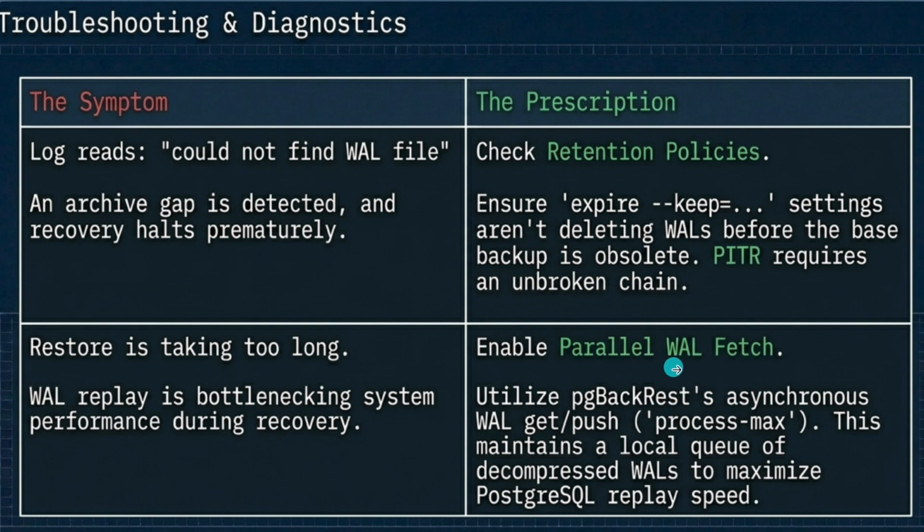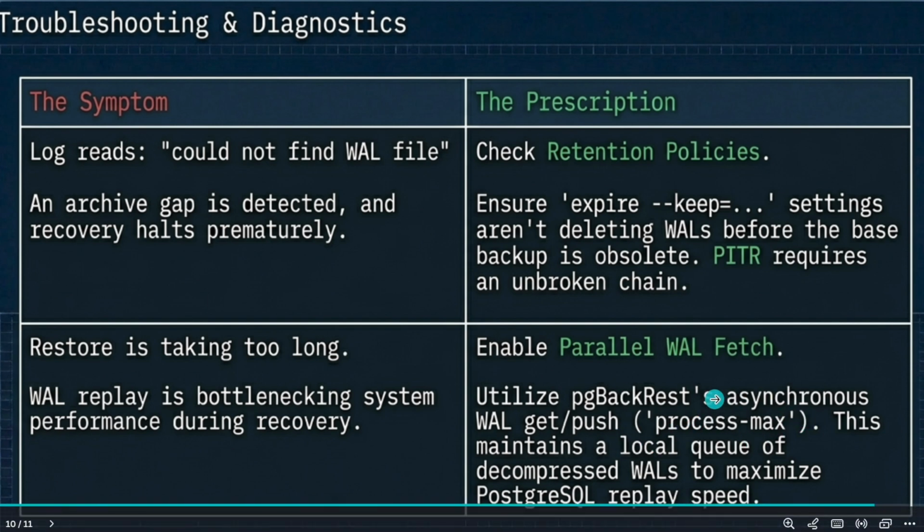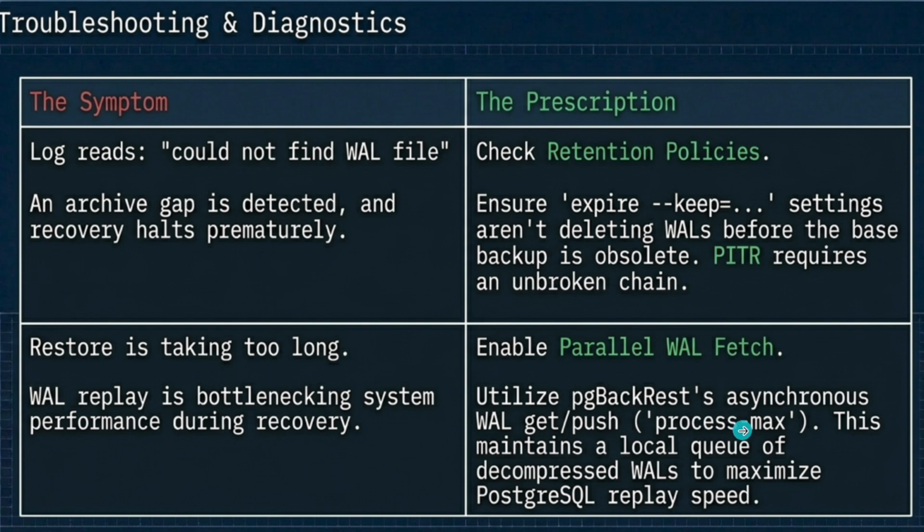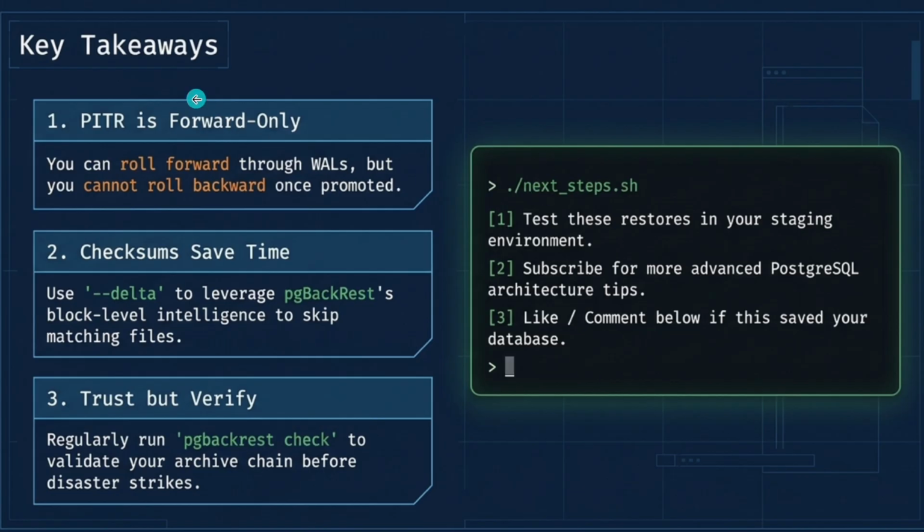So if you enable that, you have to mention the process max in your pgBackRest configuration, or else you can just mention it, similar to when you are taking a pg_dump and assigning the number of CPU cores as parallel jobs. It works in a similar way. Okay. And so this is the explanation.